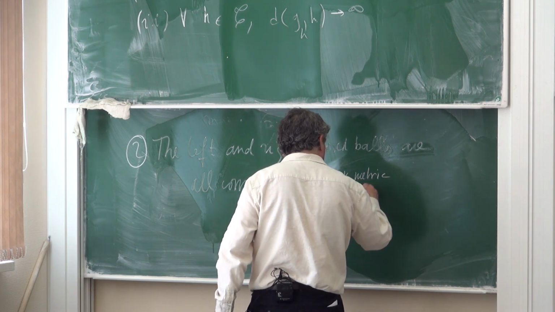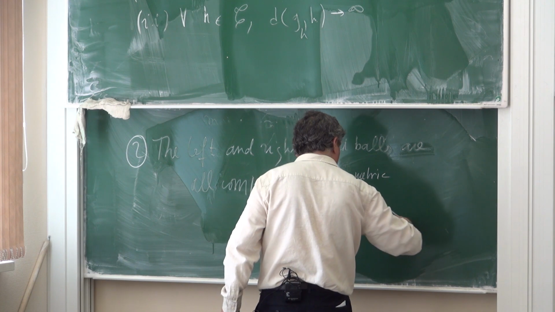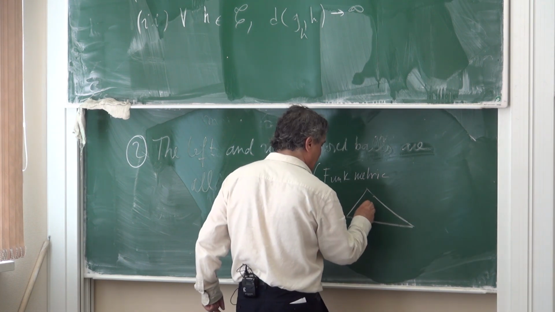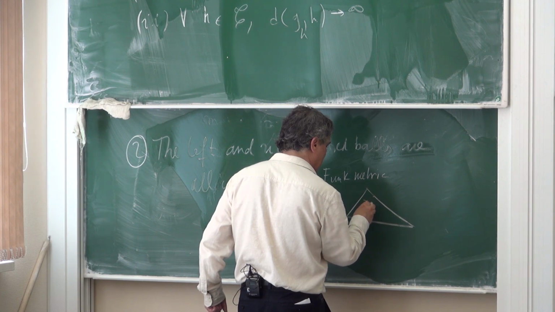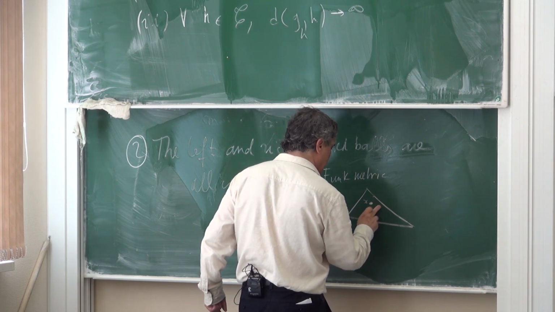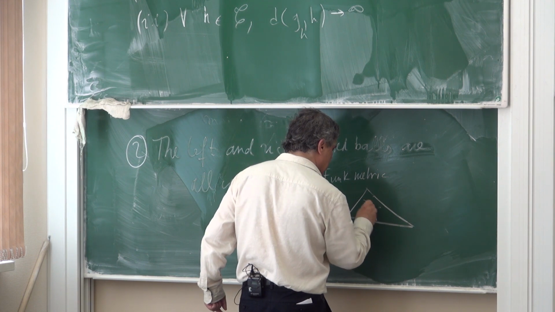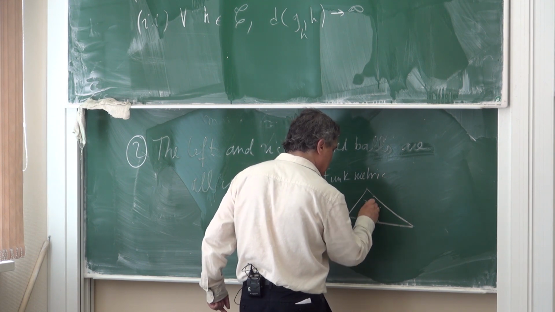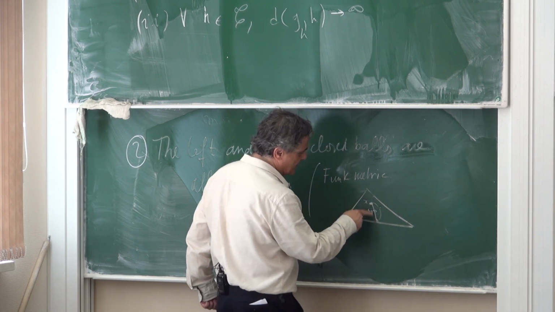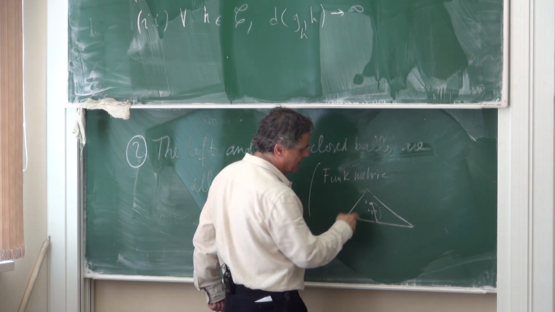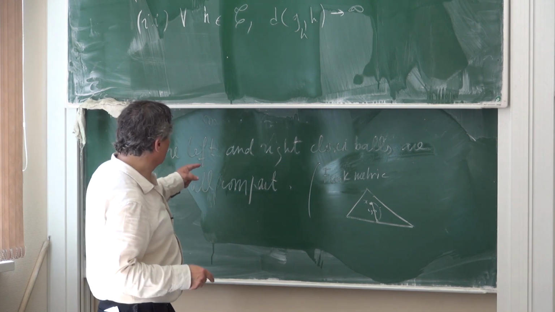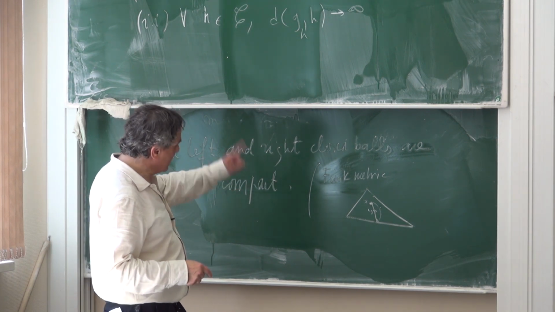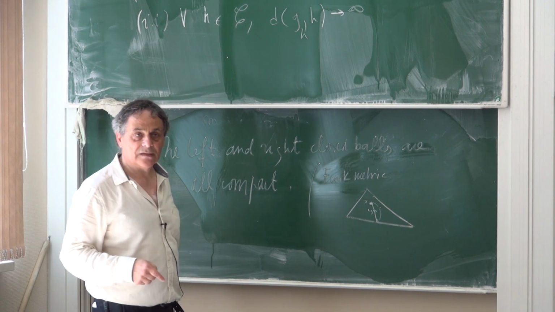This Funk metric, which I talked about one day. So you have a point x here and a point y here. And the distance from x to y is this Euclidean distance to the boundary divided by this Euclidean distance to the boundary. So this is an example of a space where I think the right closed balls are compact and the left closed balls are not compact.